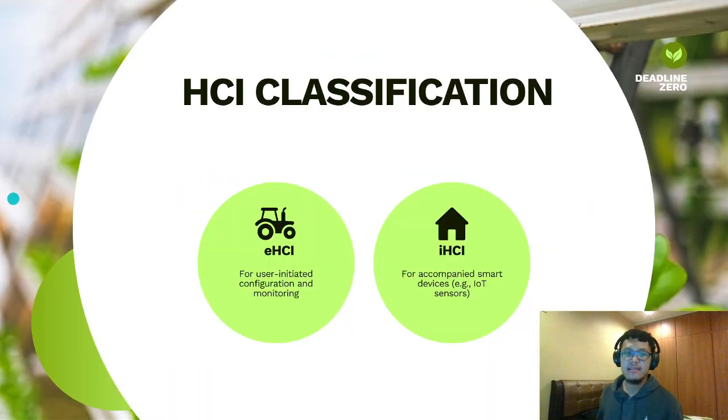The next one is the HCI classification of the system. So we have two here. The first one is EHCI, and this is from the mobile app component of the system because from there the user needs to initiate the configuration and they also need to monitor the system. And the second one is IHCI or implicit human computer interaction. And this is for the accompanied smart devices of the system, such as the IoT sensors that they plant at the plant level.